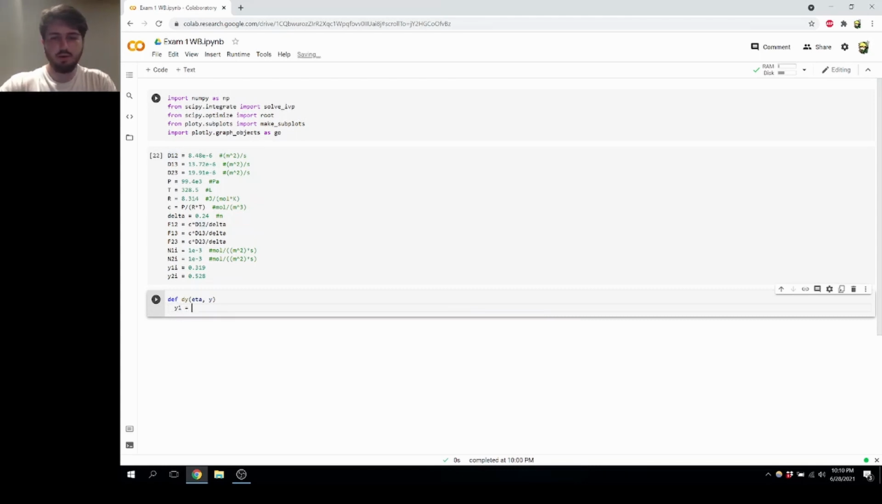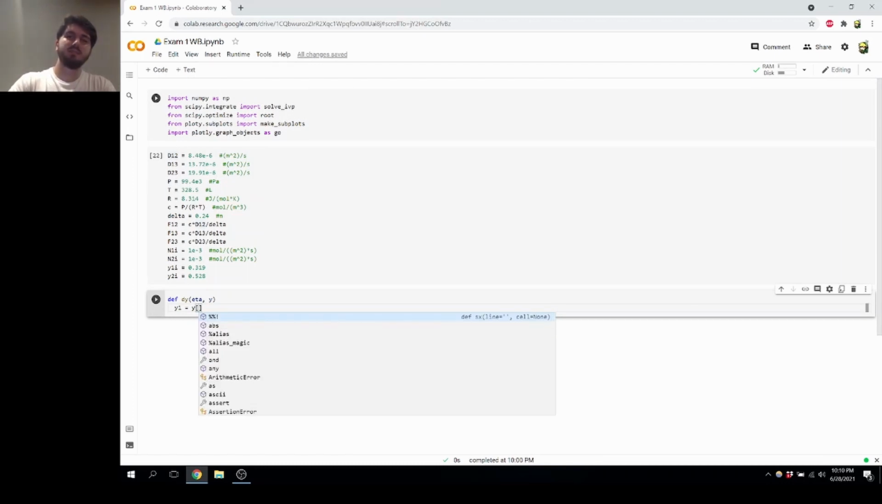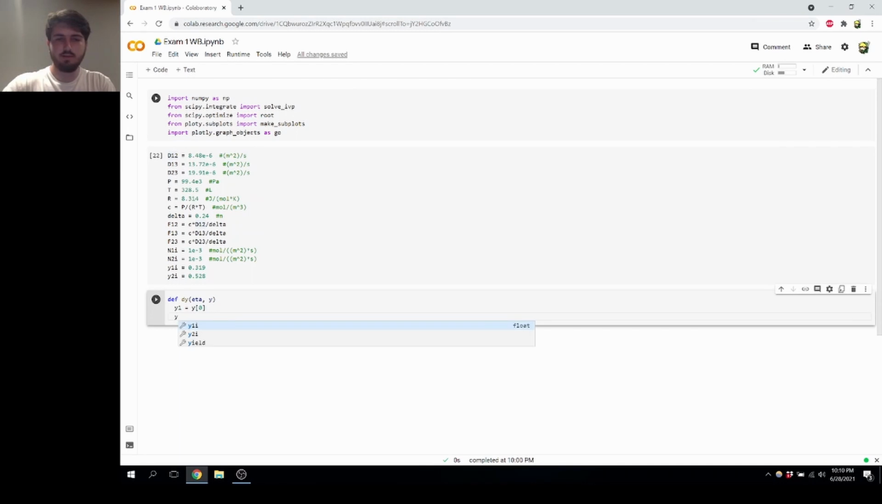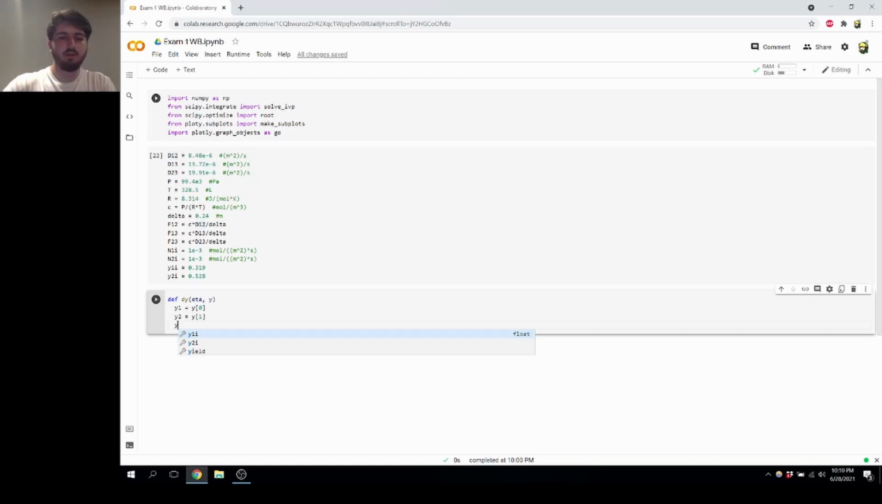We know that y1, and now because Python starts off at 0, it uses 0 as the beginning index. So it starts indexing at 0, therefore we need to start at 0. So we're going to have y1 equals y at 0, y2 equals y at 1, and then y3, we already know this from the last problem, is really just 1 minus y1 minus y2. So we're going to type exactly that.